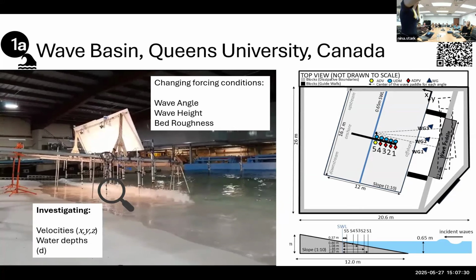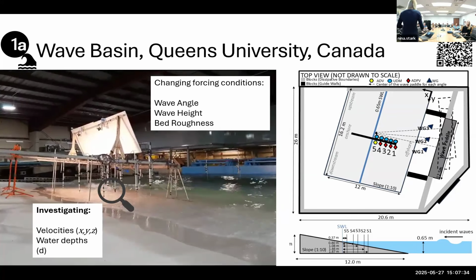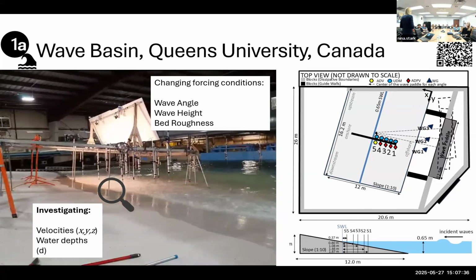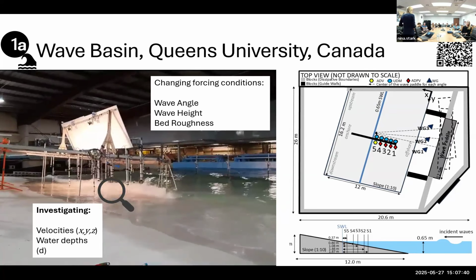We measured everything with a smooth slope, and then we sandblasted the slope and measured everything again. So with each trial, we changed one condition to get information about the setup. And as you can see, we had different cross-shore positions along the beach to get information about what happens at this beach, and then at different alongshore positions.